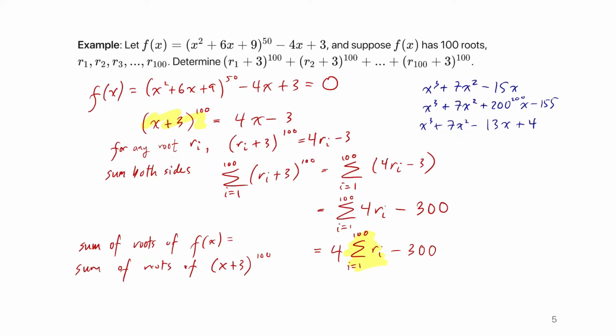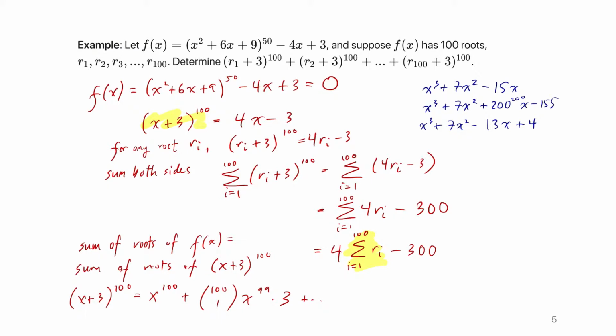What is the coefficient on x to the 99? Do you agree that the negative of the coefficient on x to the 99 is the sum of the roots? And so, we can say (x + 3)^100 is x to the 100, plus 100 choose 1, x to the 99 times 3. Agreed? And plus blah, blah, blah.